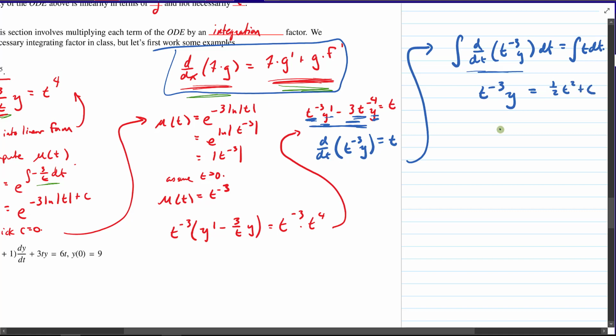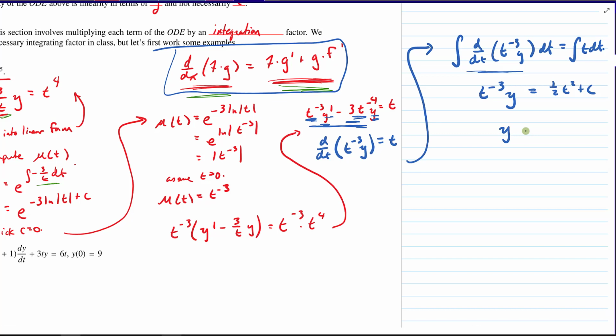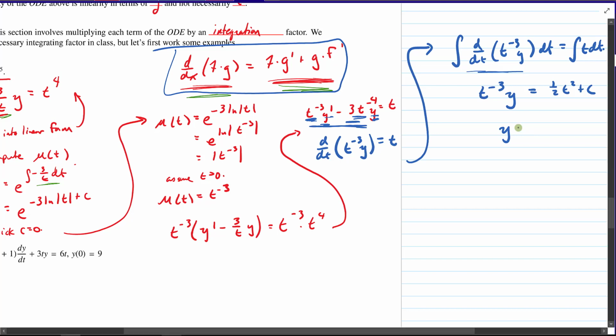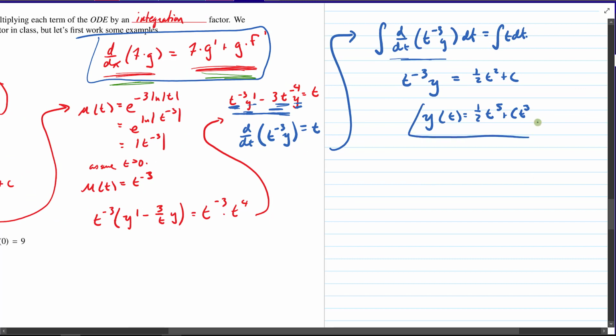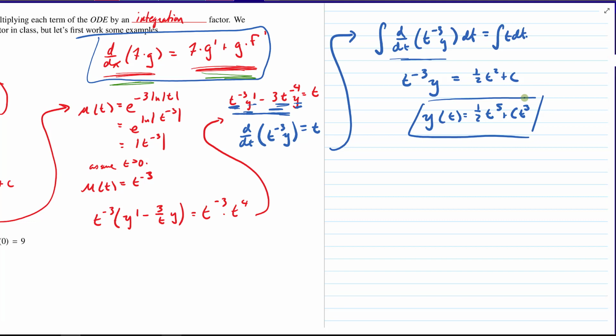So in the process of solving this for y, we're going to divide both sides by t to the minus 3, or multiply both sides by t cubed. And so it gives us y of t is equal to 1/2 t to the 5th plus c t cubed. And there we have, in fact, it turns out in this case, the general solution to this on a given interval. So in this case from 0 to infinity, or from minus infinity to 0.